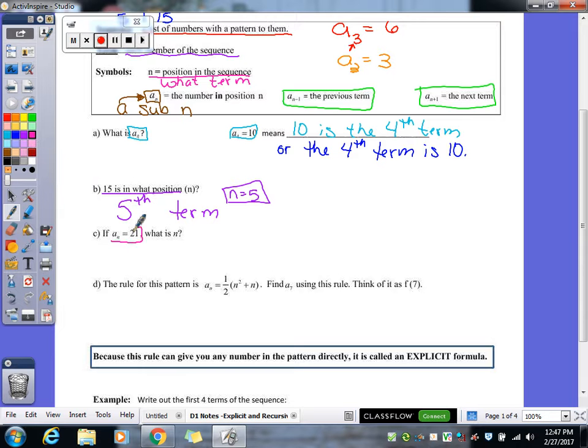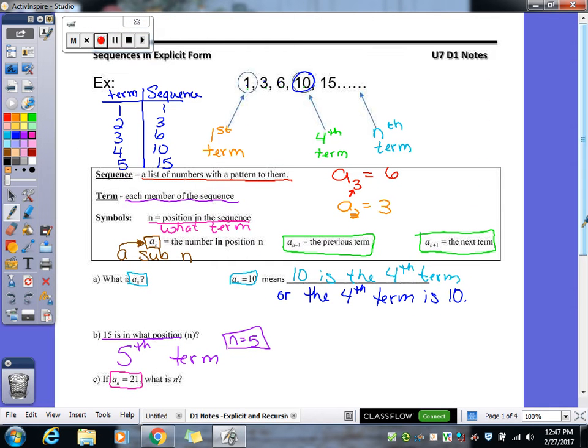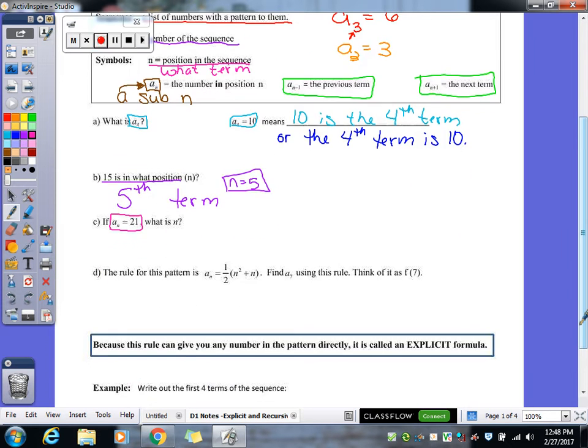So then a sub n equals 21. They want to know what n is. Well, is 21 even on our list? No. Let's see if we can figure out our pattern here. How do I get from 1 to 3? Plus 2. 3 to 6? Plus 3. 6 to 10? Plus 4. So what is our pattern? They keep adding what each time? They keep adding one more. So this one's plus 5, so then plus 6 would give us what? 21. So which position is 21 in? It would be our 6th term. So n would equal 6.